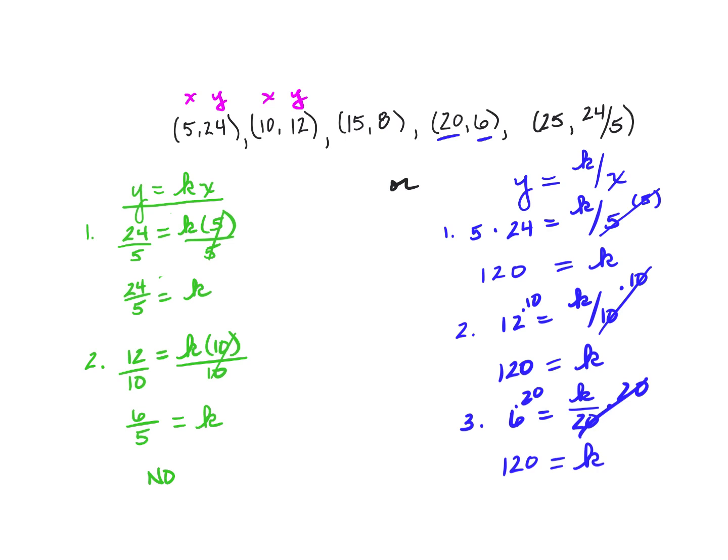So the correct model is going to be the second one, y equals k over x, which is your inverse relationship. If x goes up, y is going to go down. And you can see that in the model. As x goes up, x goes from 5 to 10 to 15, y drops from 24 to 12 to 8. So we say that's an inverse relationship.